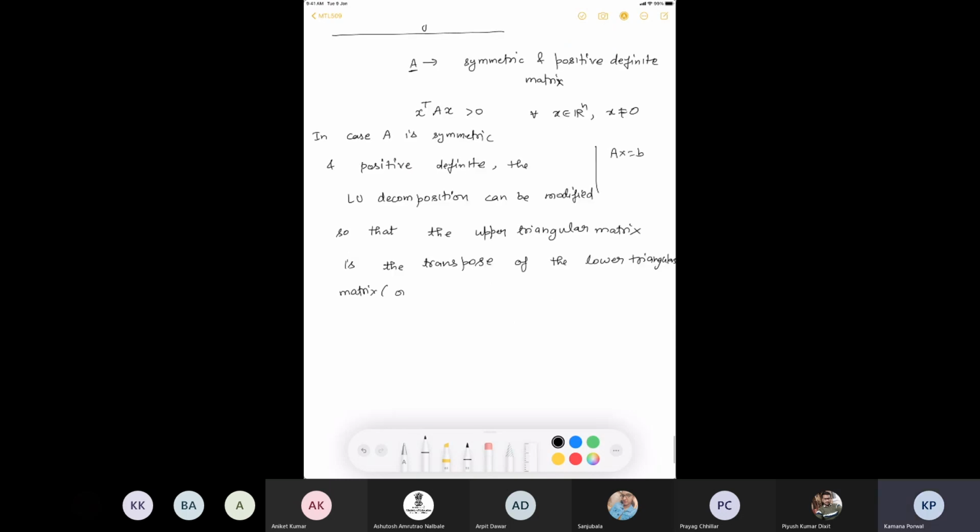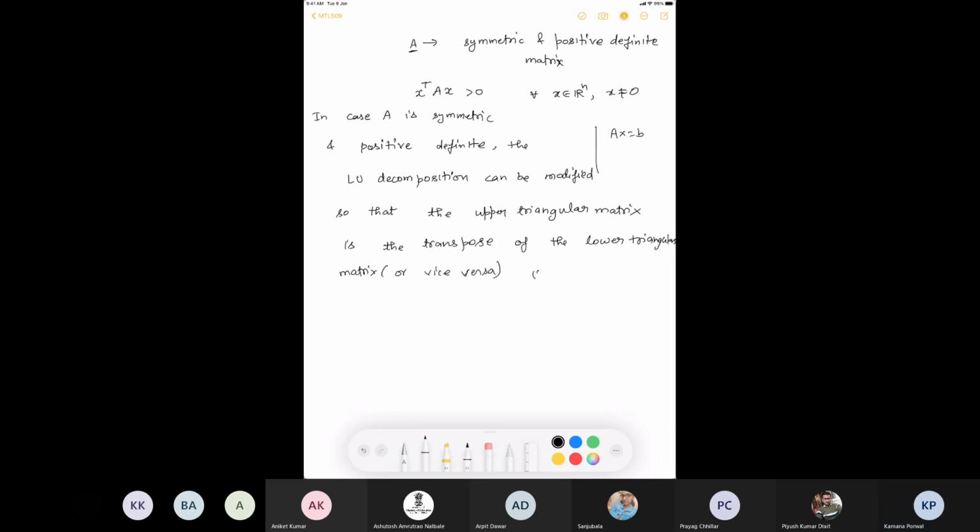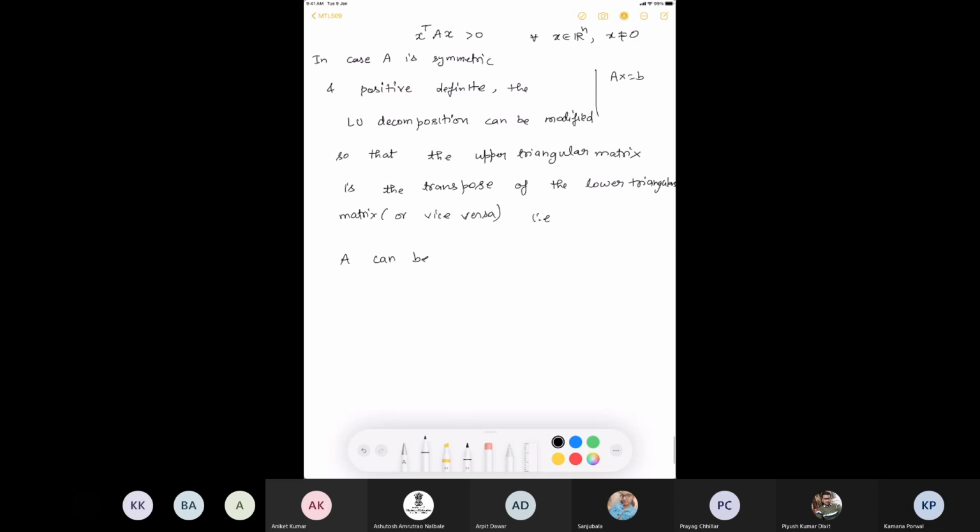Or you can have it vice versa. That is, if you want to write it in terms of the upper triangular matrix, then the lower triangular matrix is going to be the transpose of the upper triangular matrix. That is, I'm going to have the factorization of A as L into L transpose, or you can have A as U into U transpose.